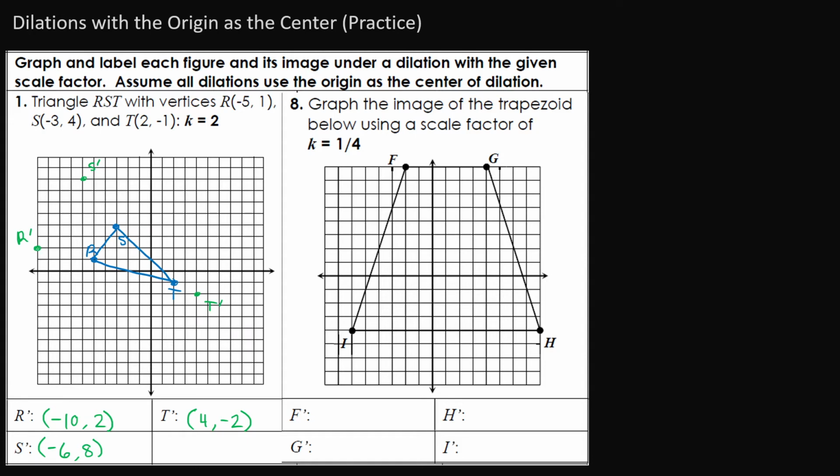And here is my resulting triangle. Things are going to overlap a little bit, but that's okay. That's meant to happen. Okay, so you'll notice the resulting triangle, if I had a ruler here, it would be doubled in size. Let's try another one. This time, with example 8, we're going to graph the image of the given trapezoid using a scale factor of k equals 1/4. In other words, our resulting image will be 1/4 of the size.